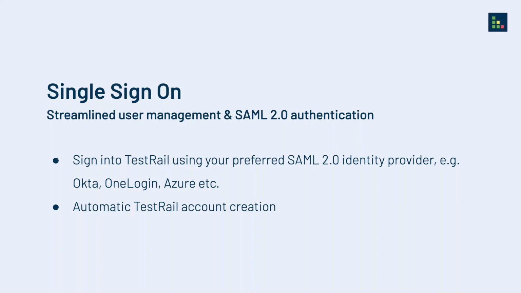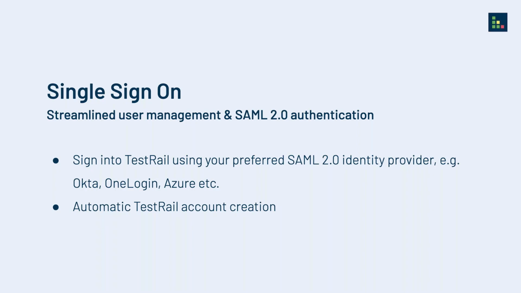Okay, so moving on to single sign-on. Single sign-on was super high up on our list of requested features, particularly by enterprise organizations, teams with large numbers of users needing to be managed in some kind of federated fashion. We added that as a feature to TestRail in 5.7.